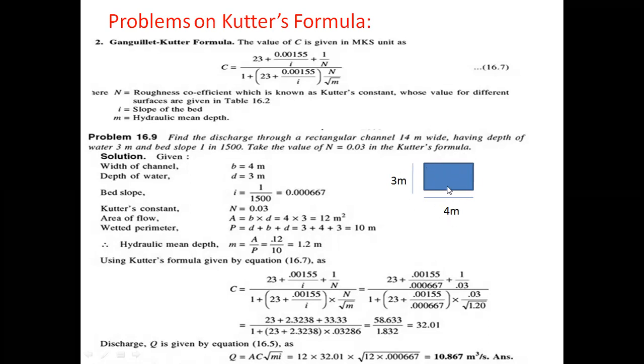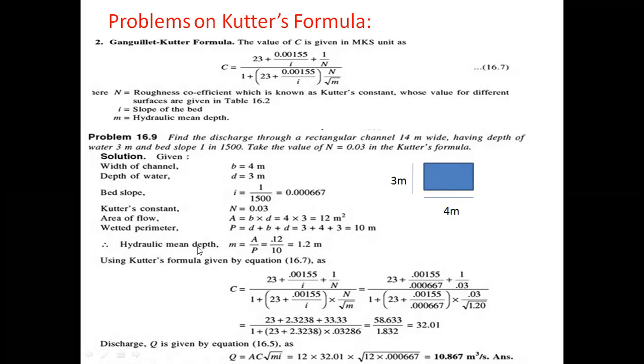The area of the rectangular channel is 12 square meters. Find out the wetted perimeter of the channel. P equals B plus 2D, where D value is 3 and B value is 4. Finally, the wetted perimeter value is coming as 10 meters.